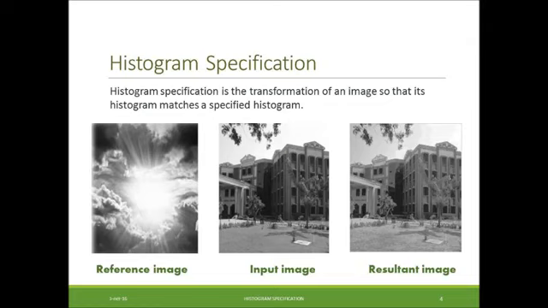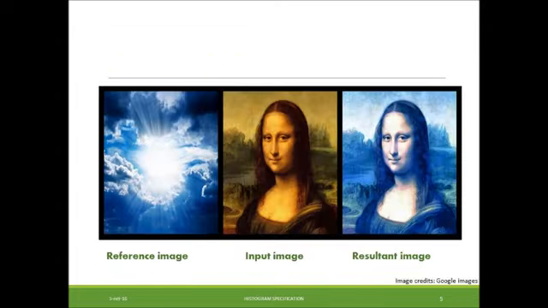Histogram specification. Histogram specification is the transformation of an image so that its histogram matches a specified histogram. Here, the input image is to be transformed to the histogram specified by the reference image. Clearly, the output image got the characteristics, or histogram, of the reference image. To make the concept clearer, let's take an RGB image. Now it's quite evident that the input image got transformed as per the histogram specified by the reference image. This is the physical significance of histogram specification.